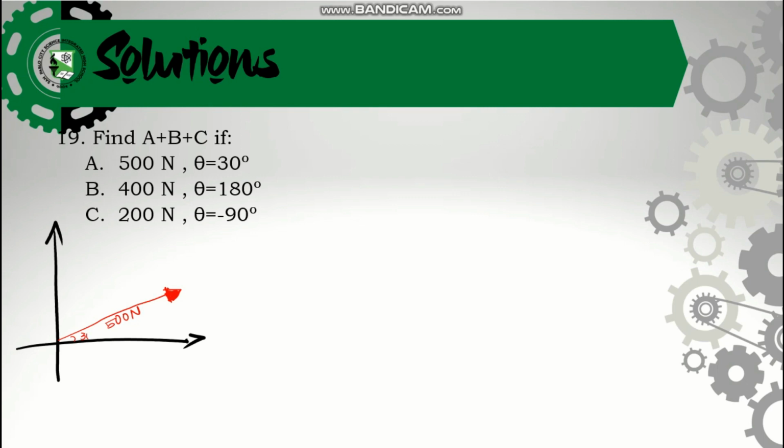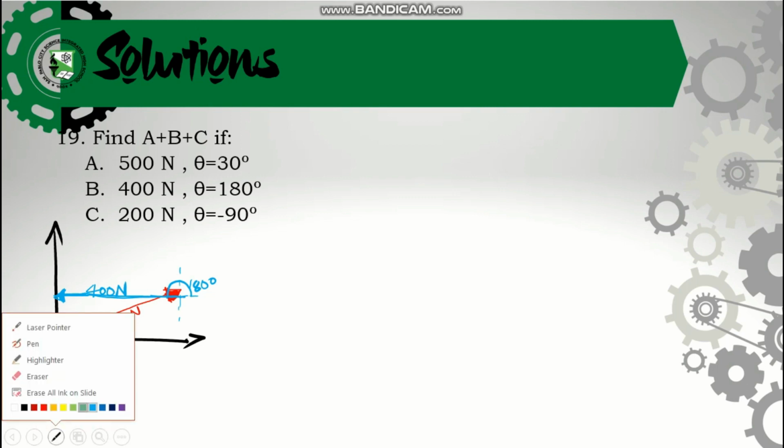Okay, so we have 500 Newton. We're going to draw 500 Newton at 30 degrees, which is the red part. And then sa dulo ni 500 Newton, you're going to draw x and y axis so that you can draw the second vector, which is 400 Newton. And as you can see, straight to the x-axis yan because 180 degrees.